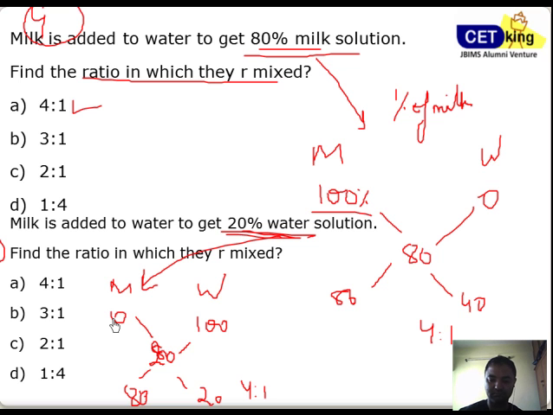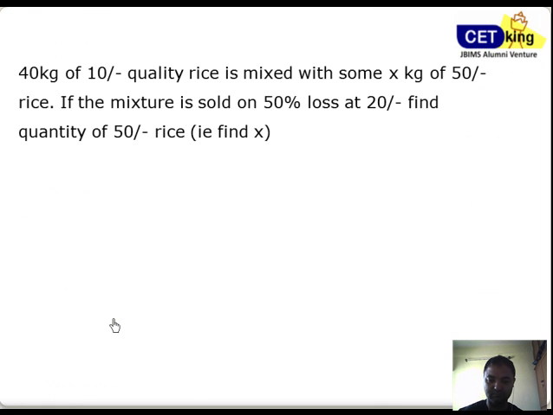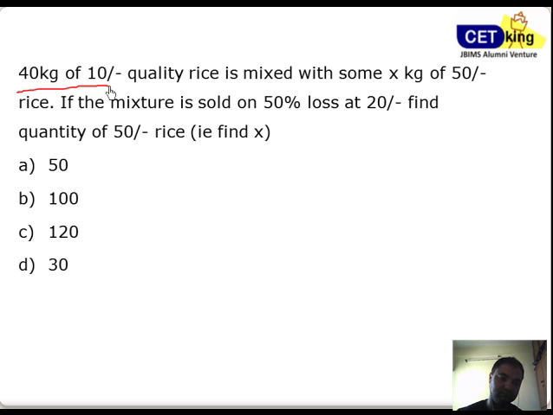The last question for mixtures, and this is the question you can actually expect at the CAT level. It's a little bit tougher than your average question, so let's see if we can solve it. I mixed 40 kg of 10 rupees quality rice with some kg of 50 rupees rice.